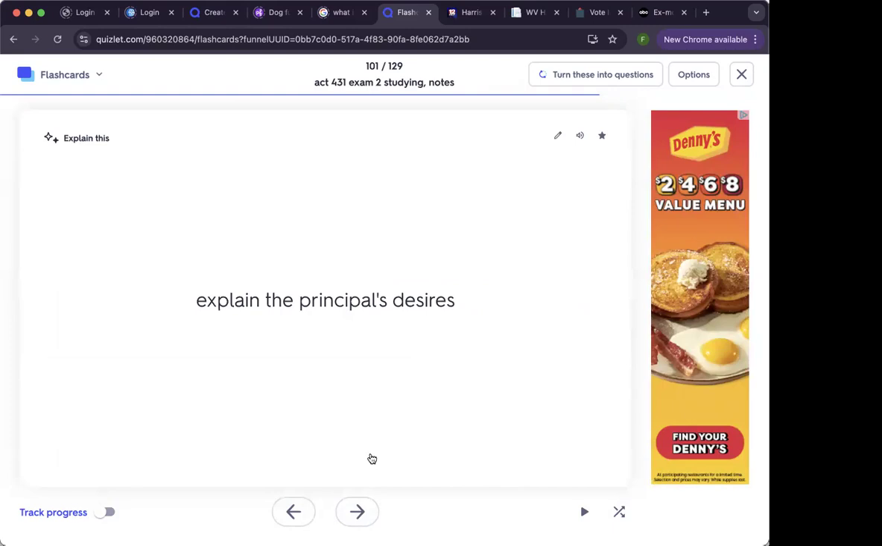Communication, explain the principal's desires. Screening, attract a particular type of agent. Risk sharing, spread out the risk between the principal and the agent.